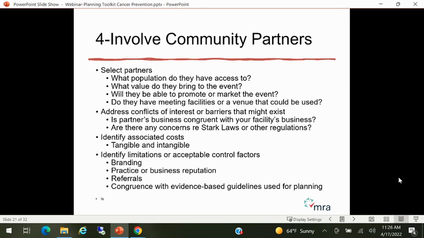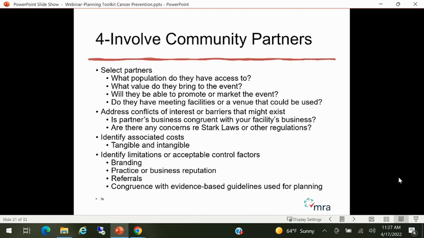Address any conflicts of interest or barriers. Are your partners' businesses congruent with your facility's business mission or value? Look at whether there are any concerns regarding Stark laws or other regulations. Your marketing or communications person can probably help you with that.